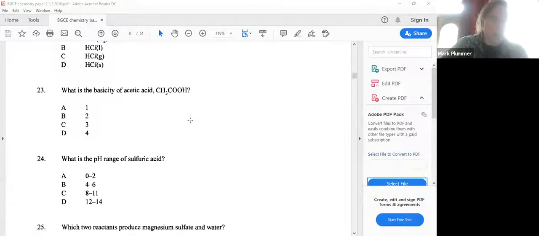All right, so pH range of sulfuric acid. What's the lowest pH? It's a strong concentrated mineral acid. So the answer to number 24 is A.